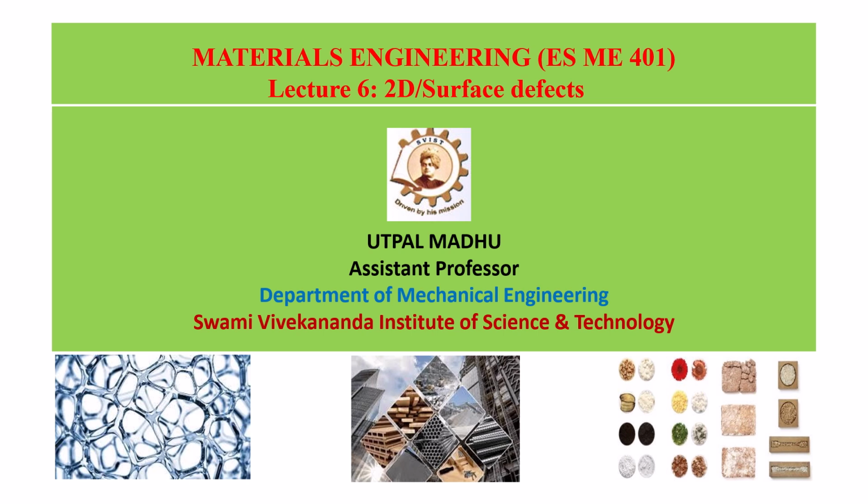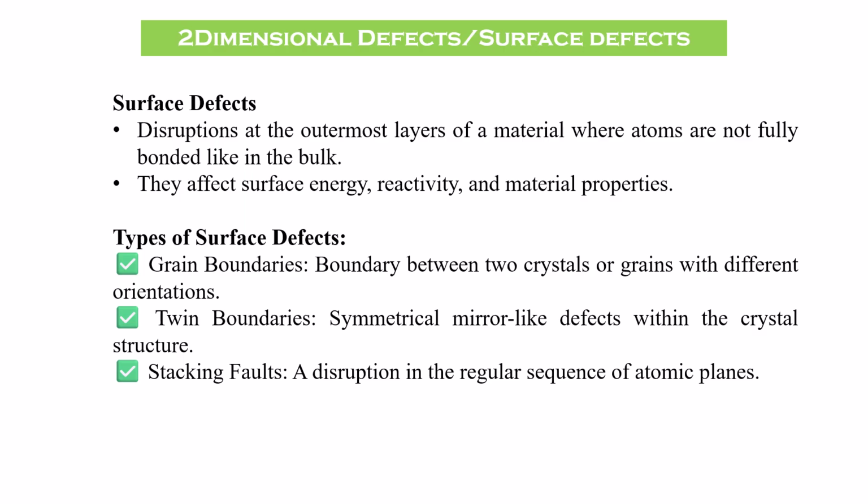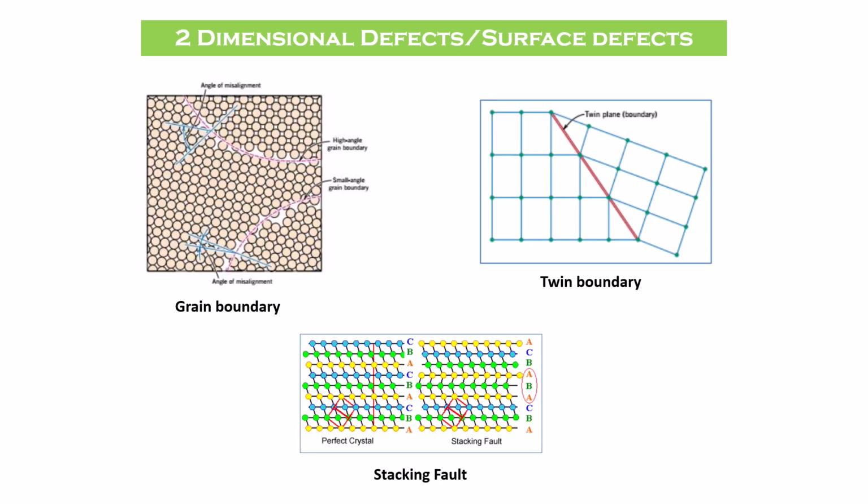Today I shall discuss two-dimensional defects or surface defects. Surface defects are disruptions at the outermost layer of a material where atoms are not fully bonded like in the bulk. They affect surface energy, reactivity and material properties. Types of surface defects: grain boundaries, twin boundaries and stacking faults. Now this one is grain boundary, this is twin boundary and this is stacking fault.